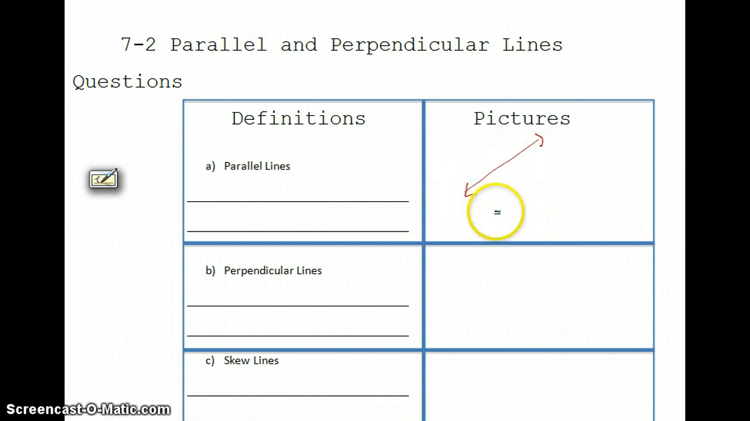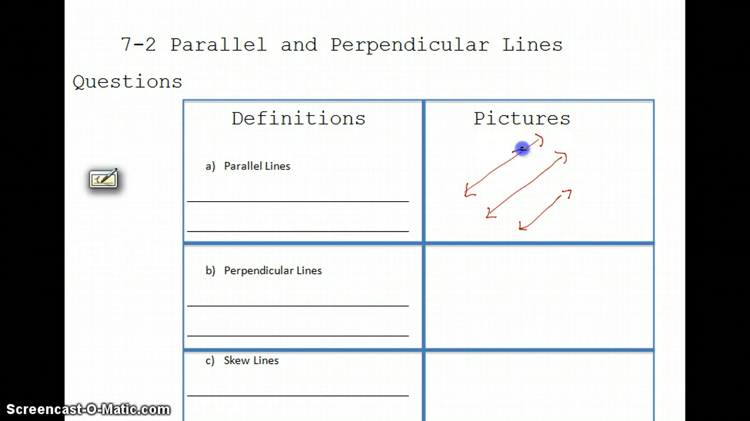Parallel lines are two or more lines that never intersect. So if we continue these lines in both directions, they're just going to run right beside each other. Think about railroad tracks in this case. All right, it can be 3 lines. If we extend all 3 of these lines, they're never going to intersect.